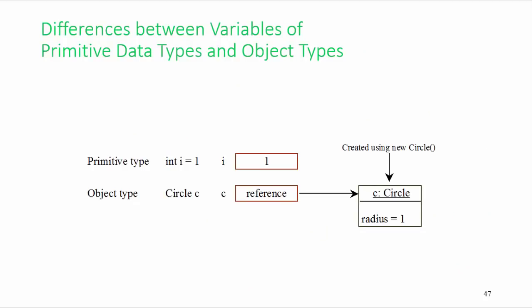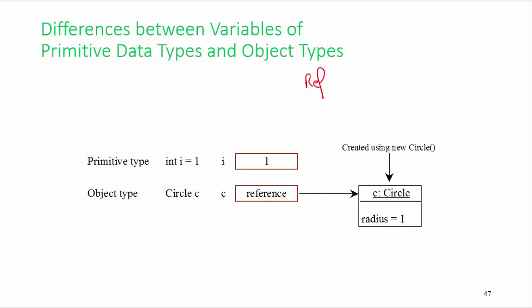Another common source of confusion is the difference between variables of primitive data type and object type, okay? A variable of object type means a reference variable that is meant to contain a reference to an object of a certain class. That's how we are going to phrase it in this class.